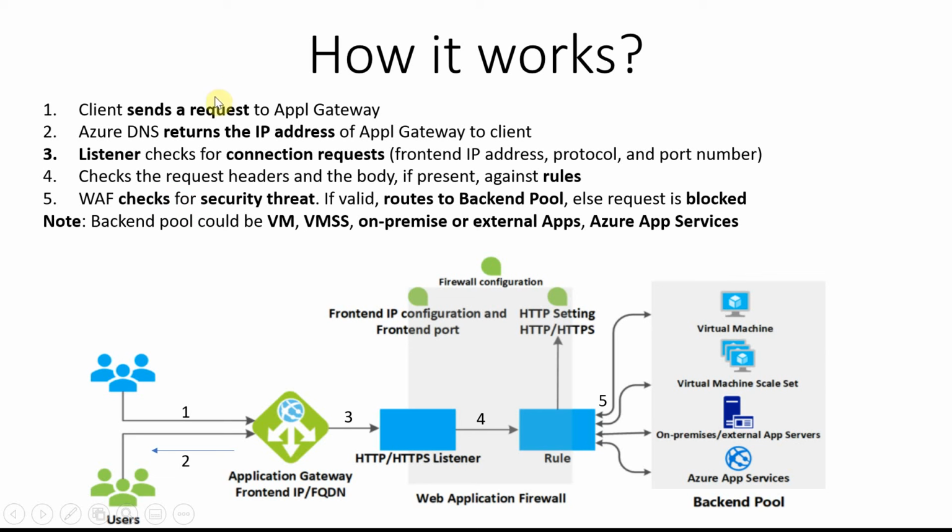But the only difference is that in the application gateway we have something called listeners. Once the traffic comes in, the application gateway will first go to a listener, which is deployed as part of the application firewall. The listener primarily checks the connection request: front-end IP address, protocol, and port number.